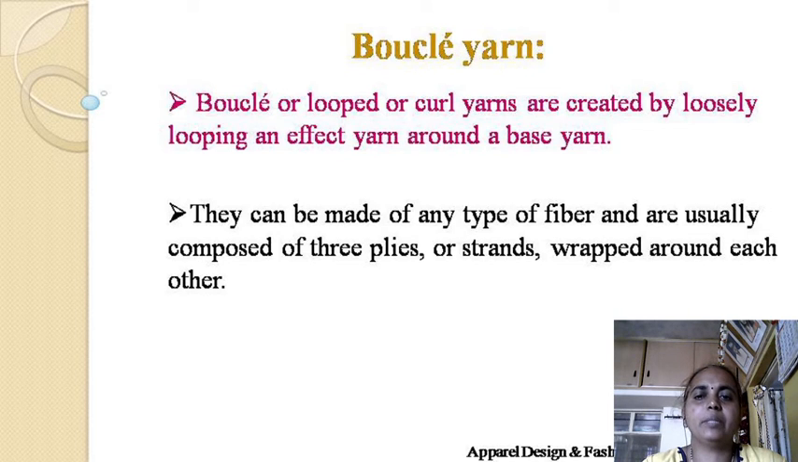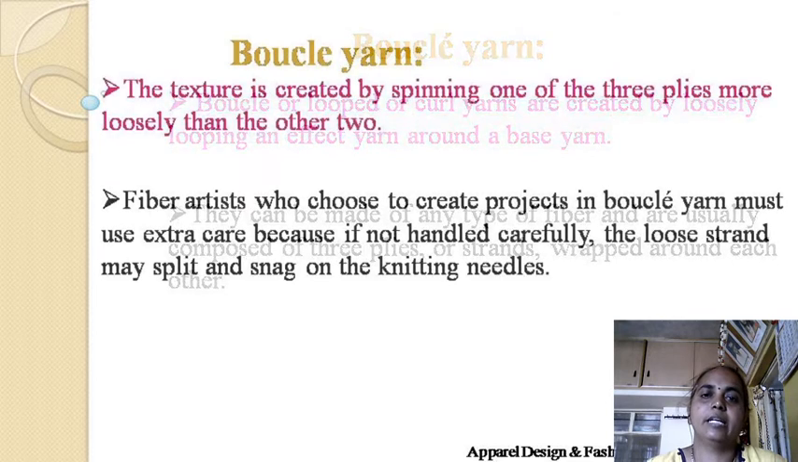Ply, what are ply yarns? When two or more single yarns are twisted together, you get ply yarns. Here, three ply strands are used, wrapped around each other. So, this effect is created, or the buckle yarn is created.